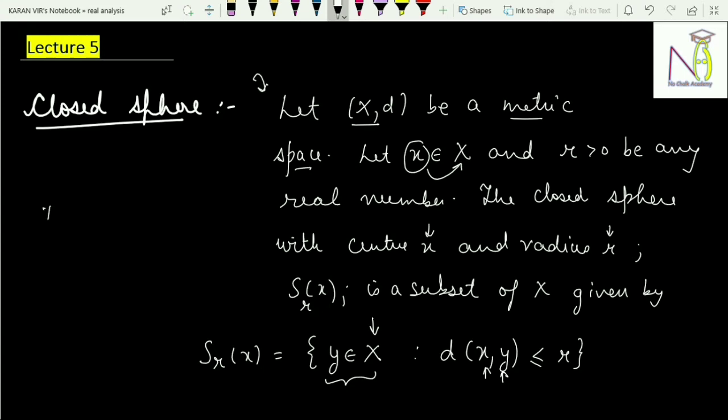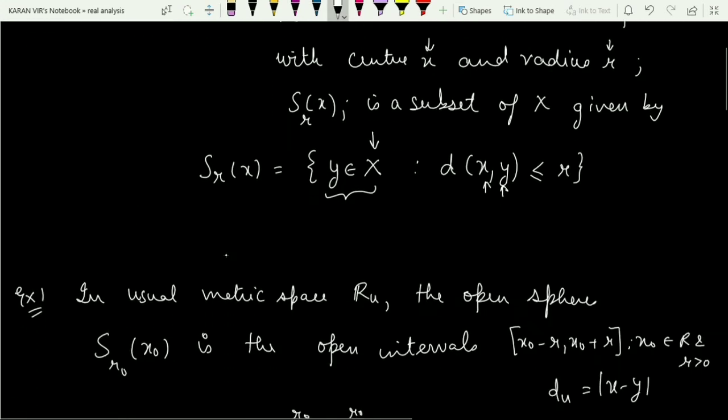Let us recall, in case of an open sphere, this was the distance between x and y strictly less than r. So the main difference between the open and closed sphere is nothing but the equality sign. Now let us see a few examples which are based on closed spheres.